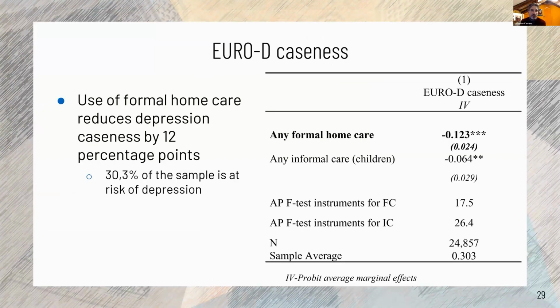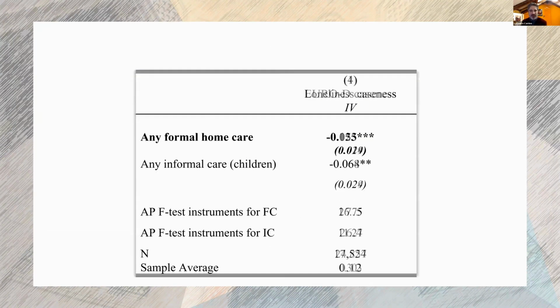We have estimated the same model on the caseness EURO-D score, so the binary index of at risk of depression or not, and we find that receiving formal home care reduces the risk of depression by 12.3 percentage points, which is a relevant result because 30% of the sample is at risk of depression, as I have mentioned.